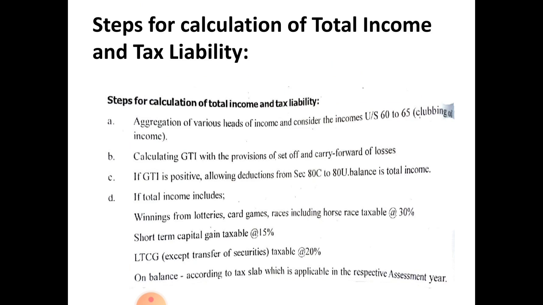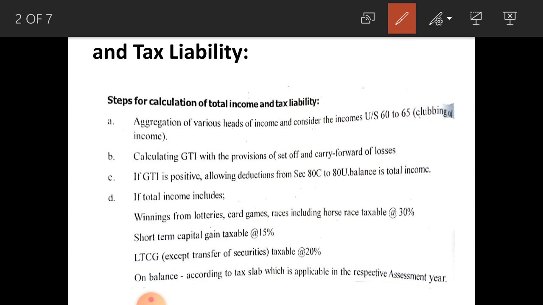See the steps for calculation of total income and tax liability. So these are the steps to calculate the total income and tax liability. First step is aggregation of various heads of income and consider income under section 60 to 65. That 60 to 65 is relating to clubbing of income. First, you have to calculate income from various heads of income and clubbing of income.